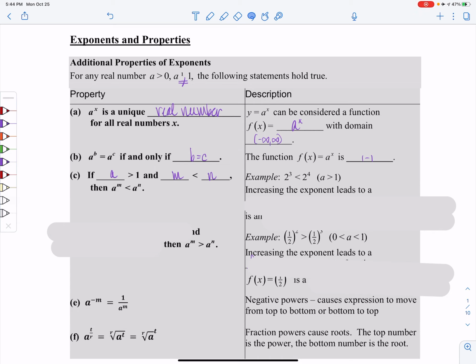Another way to say this in English is that when I increase my power, this is going to lead to a greater number. So we can say that 2 to the x power is an increasing function.